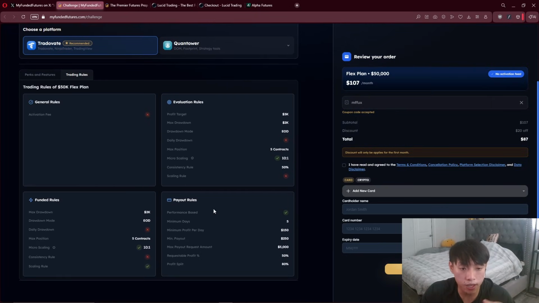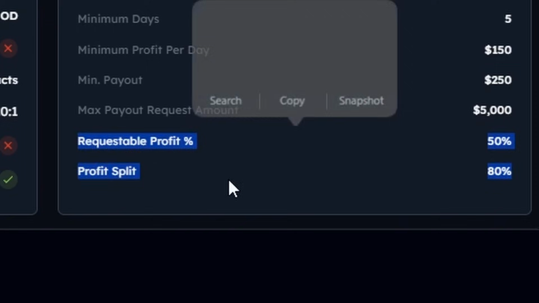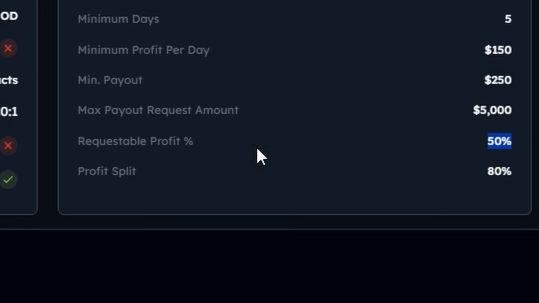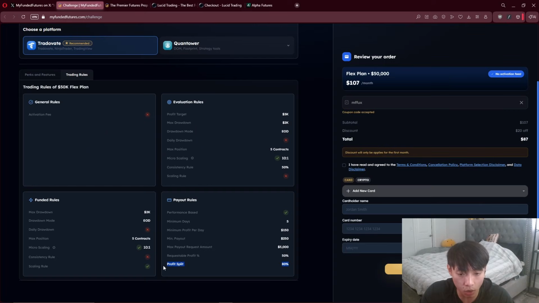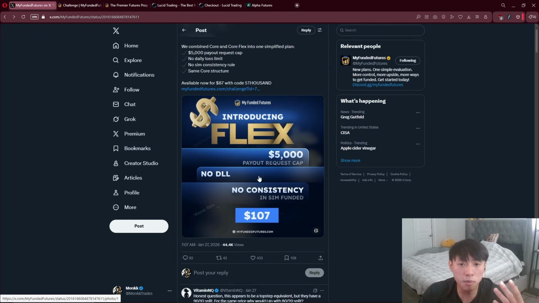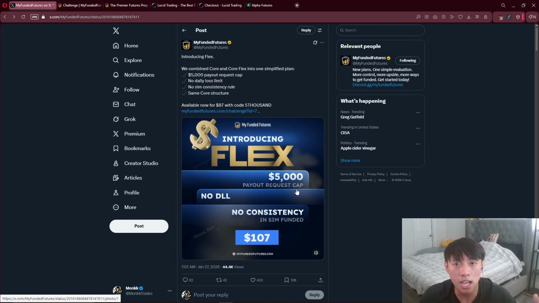So if you guys go right here, nothing for the most part has changed on the evals or the funded rules. The biggest thing is down here. Requestable profit is only 50% now, and it is an 80-20 profit split, guys. That is huge. And I'm gonna be honest, even with the 5K payout cap, let's be real here, guys. Who is managing to make $10,000 to withdraw $5,000?